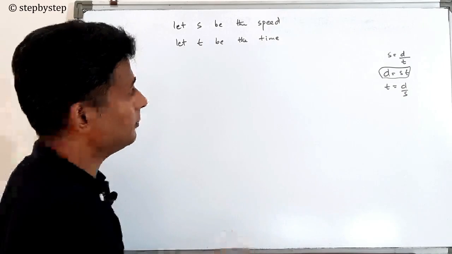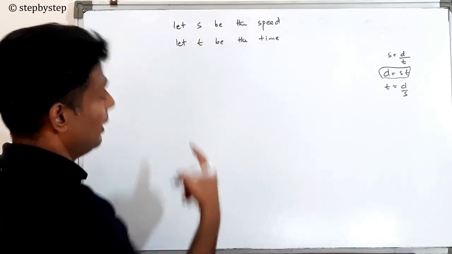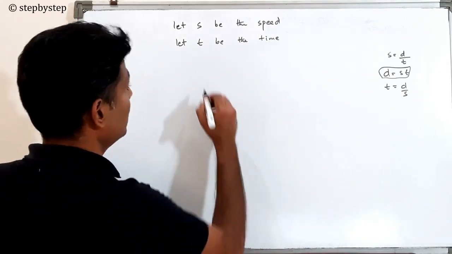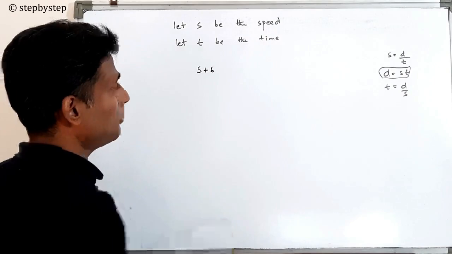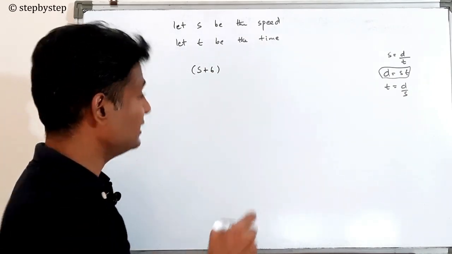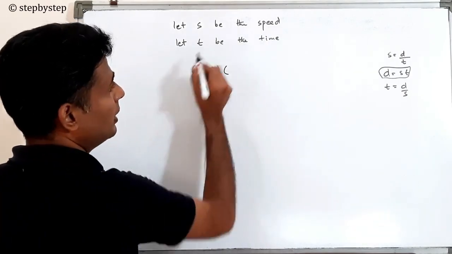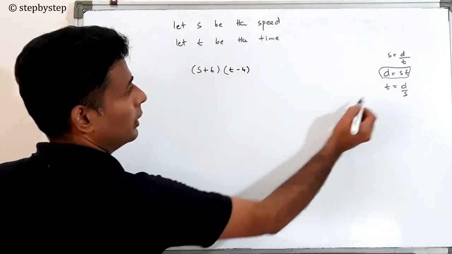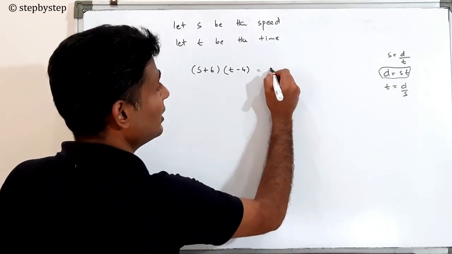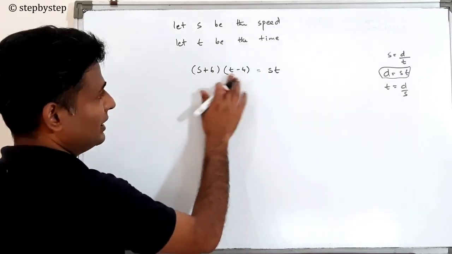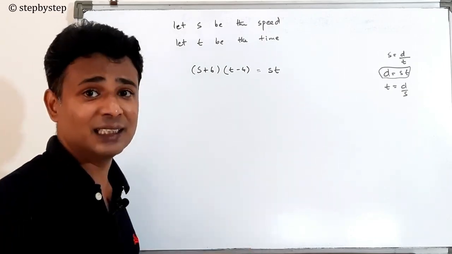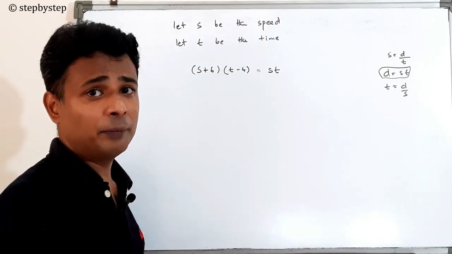So what have they said? The first situation: if the train would have been 6 km per hour faster, what is the new speed? S plus 6. It would have taken 4 hours less than the scheduled time. What is our scheduled time? T. So T minus 4. This into this has to be equal to the original speed into time, S into T, because the distance is not changing, only the speed and time are changing.